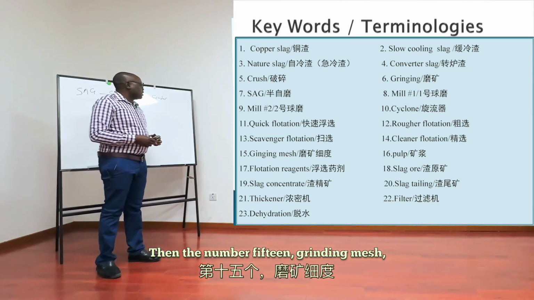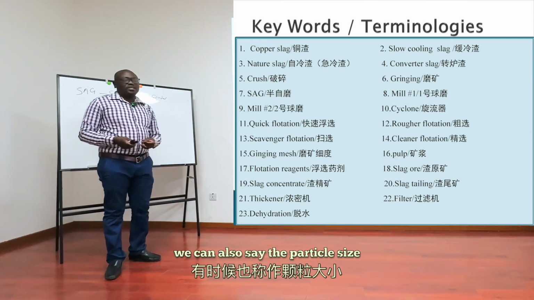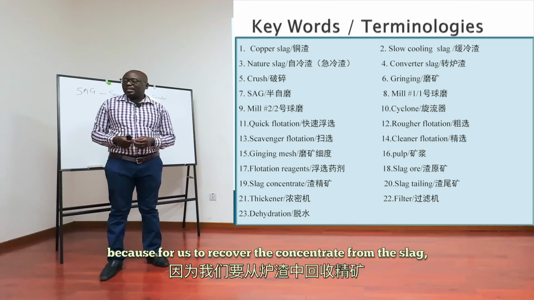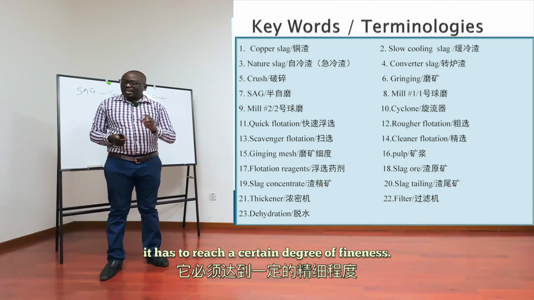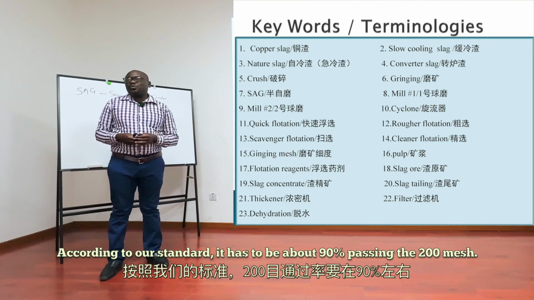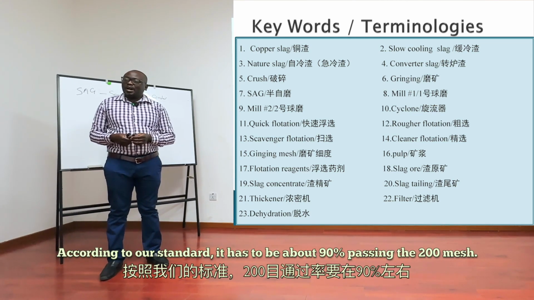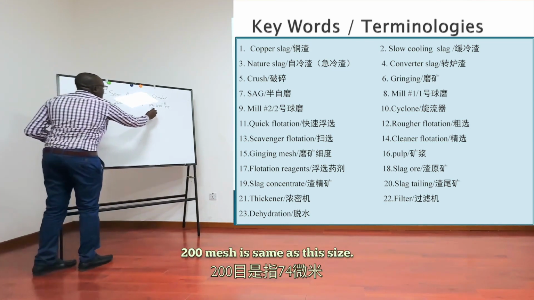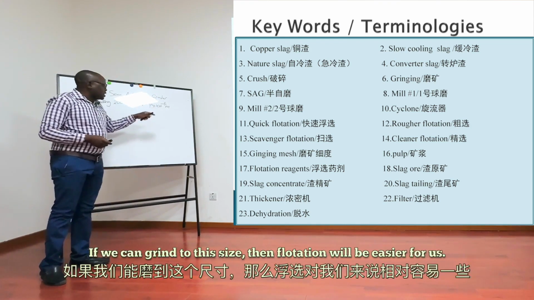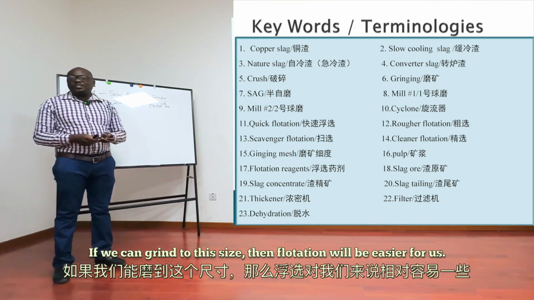Then number 15, grinding mesh. We can also say the particle size, because for us to recover the concentrate from the slag, it has to reach a certain degree of fineness. And according to our standard, it has to be about 90% passing the 200 mesh. 200 mesh is the same as this size. If we can grind to this size, then flotation will be easier for us.